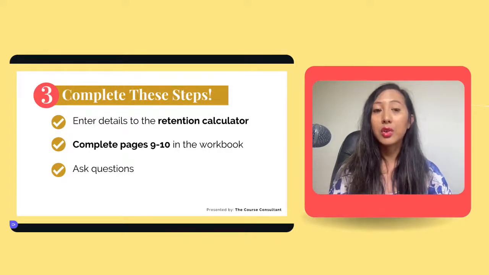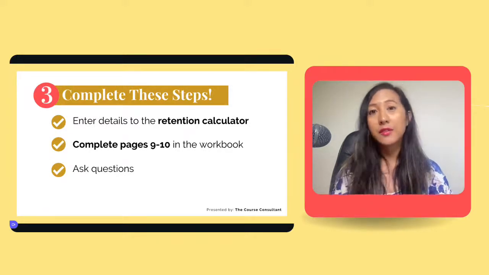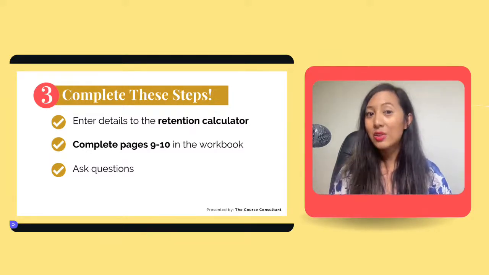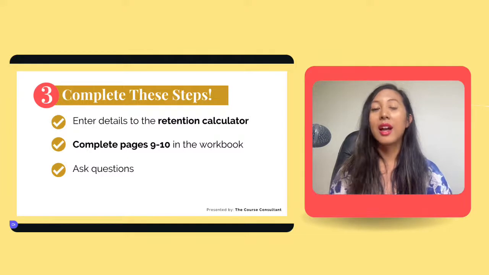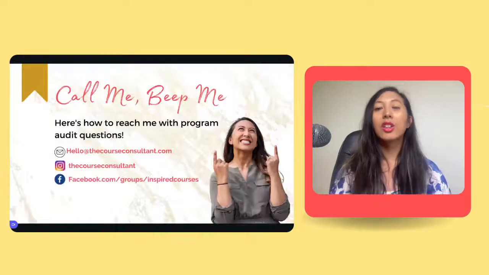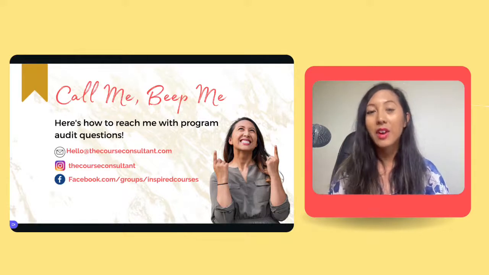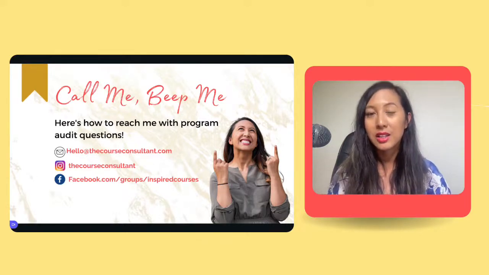So finally, what you're going to do is enter all of the information about your existing programs or services, enter that detail into the retention calculator, and then you'll need to complete 9 and 10 in the workbook, and of course, ask questions. There's so much that I could go into, and certainly I won't be able to cover every single question as it relates to these metrics.